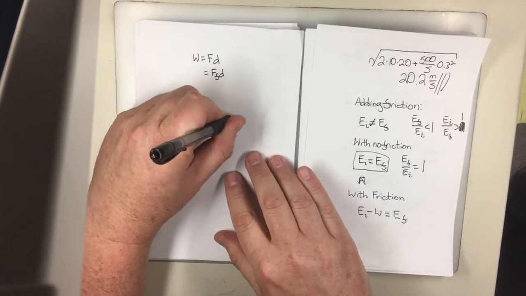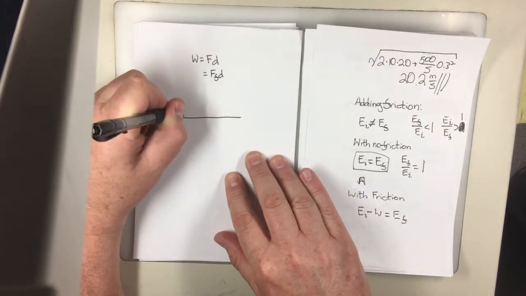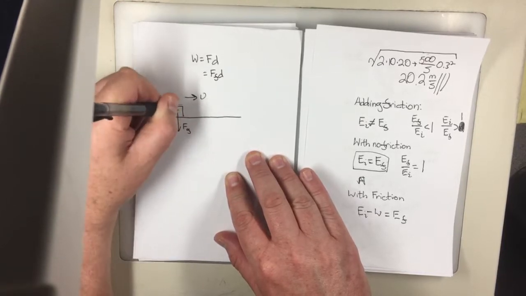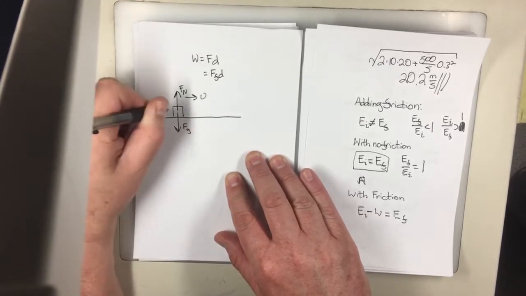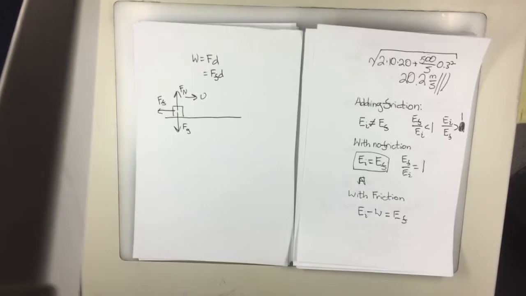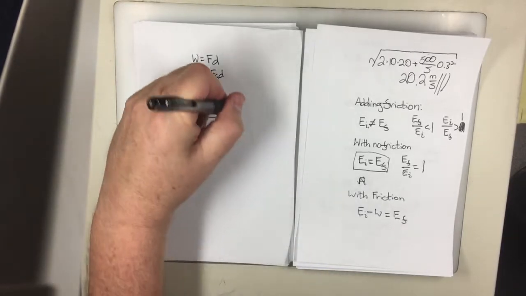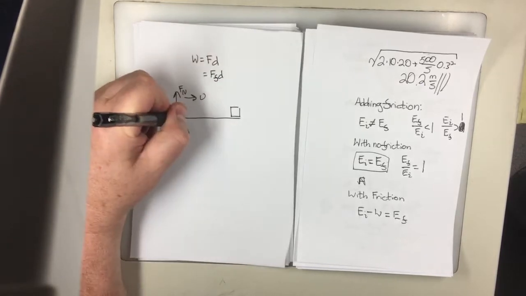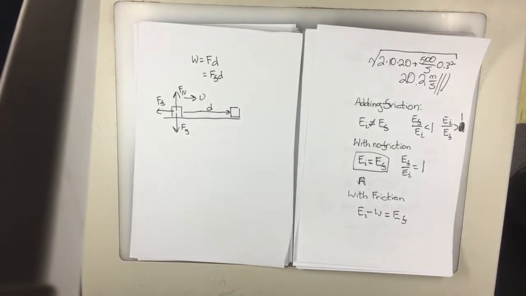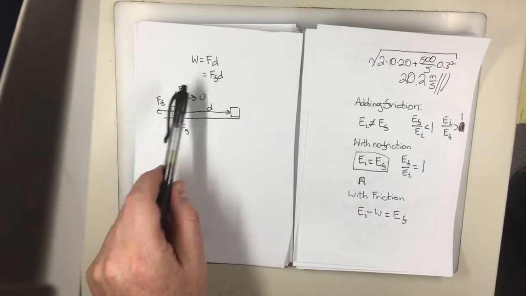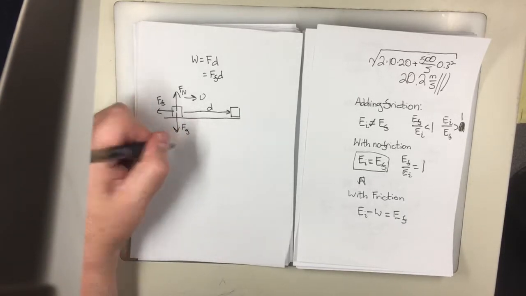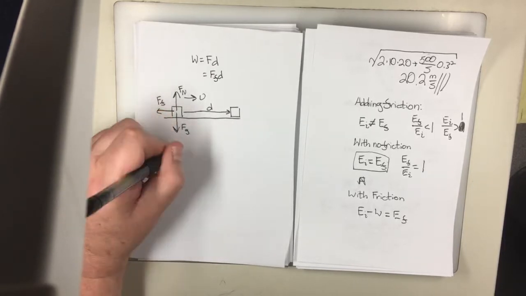Say, for example, we have an object and it's moving to the right. Well, we know that there's a force of gravity down, there is a normal force up, and then there's a friction force to the left. Those are the forces that act on it. And so when it gets over here, it has traveled a distance d. So the work removed, or the energy removed through friction, is just the friction force times that distance.